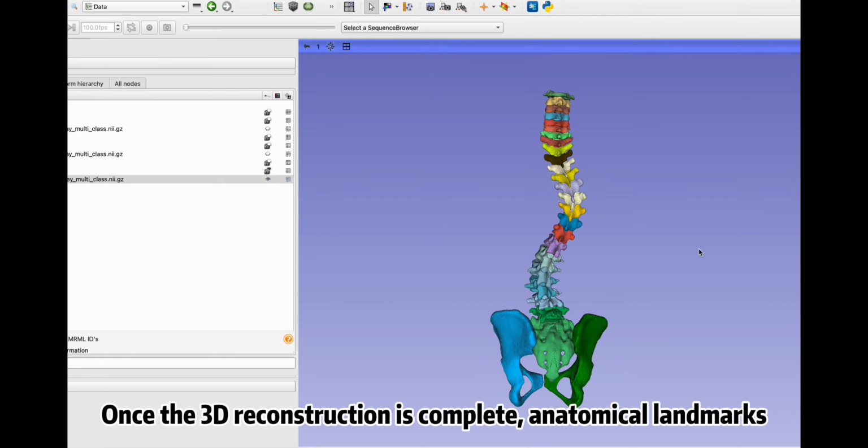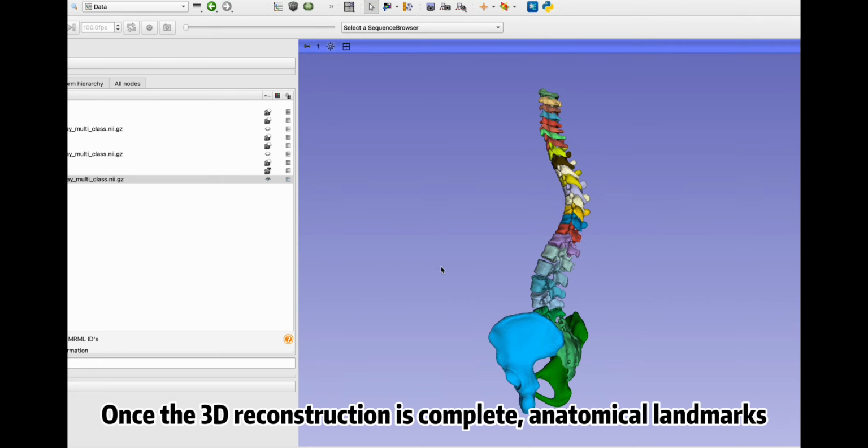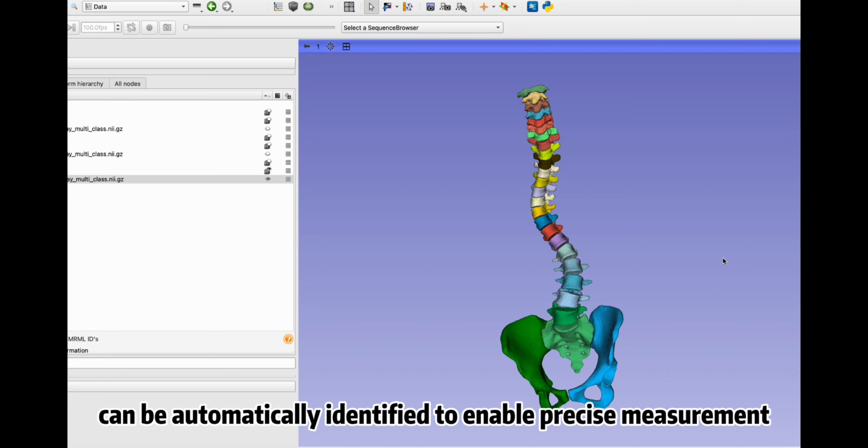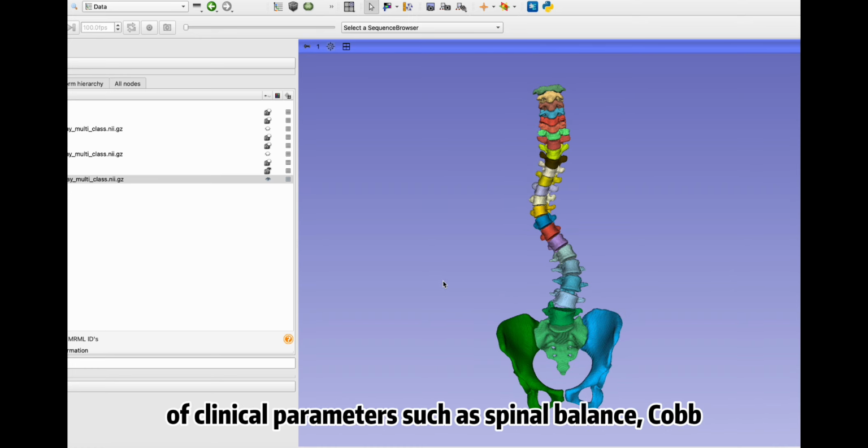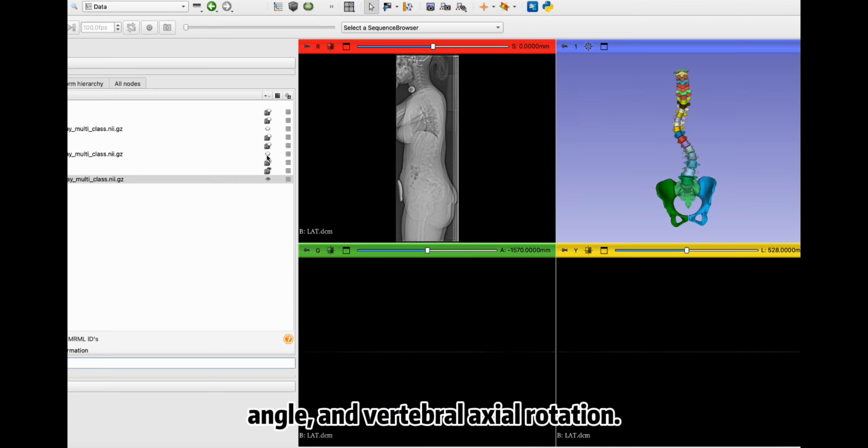Once the 3D reconstruction is complete, anatomical landmarks can be automatically identified to enable precise measurement of clinical parameters such as spinal balance, Cobb angle, and vertebral axial rotation.